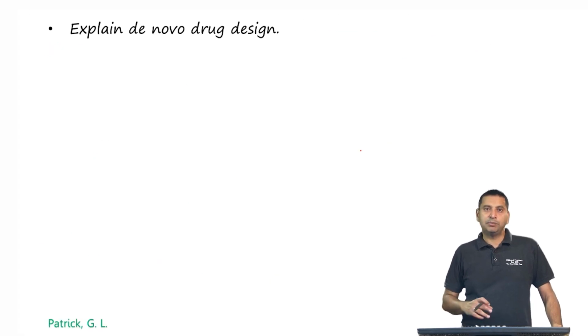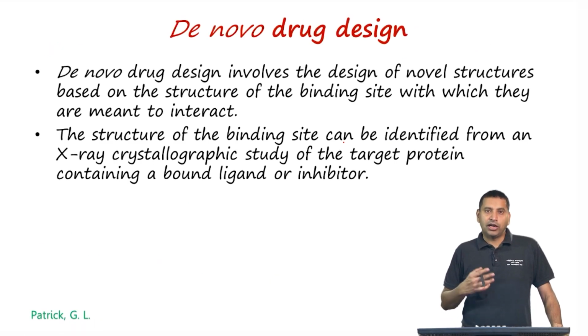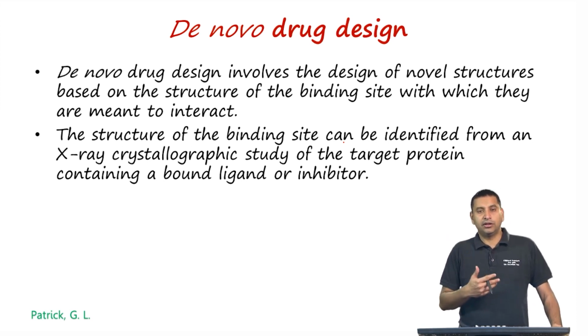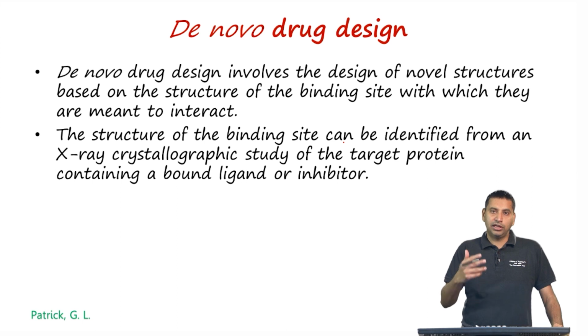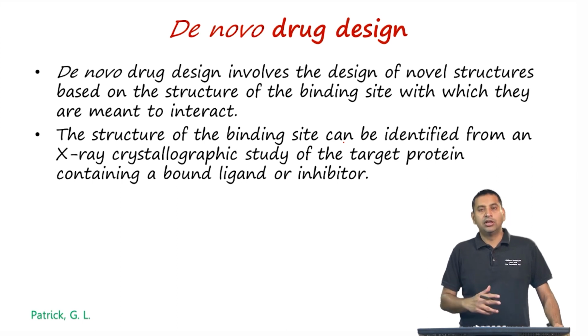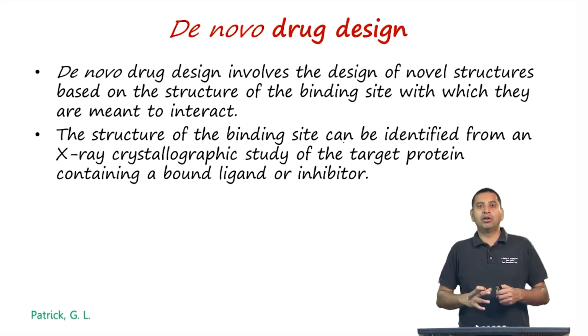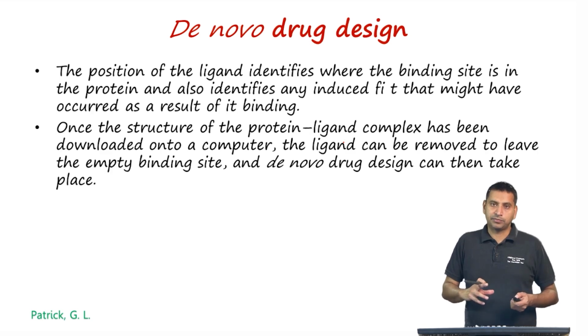The next question is, explain de novo drug design. So, as the name de novo suggests, it is actually from scratch. So, the way we would do this is basically by starting from the knowledge of the structure of the binding site, and this has to be obtained from X-ray crystallography. Ideally, we would want a structure of the target protein which is bound to the ligand or inhibitor. So, then that gives us intimate knowledge of what the major interactions are.